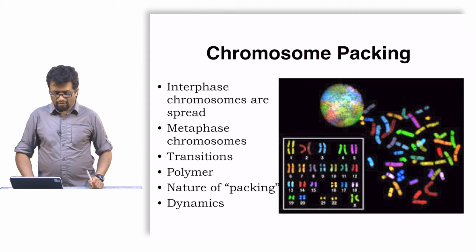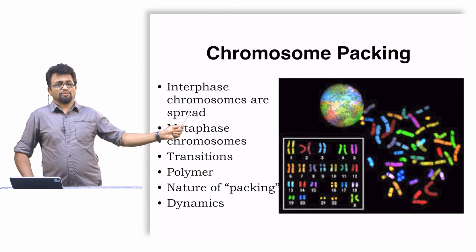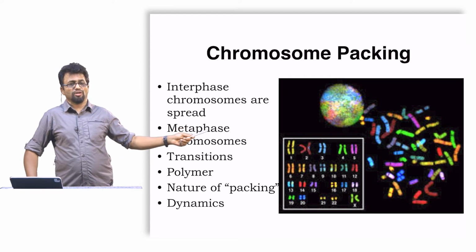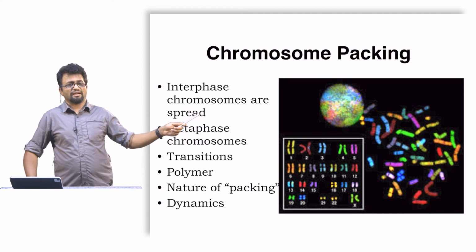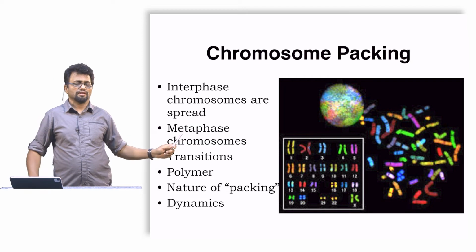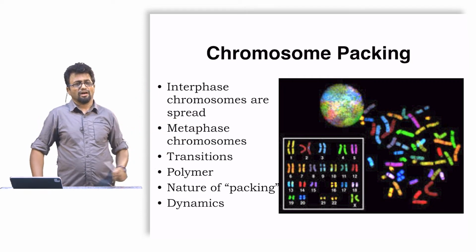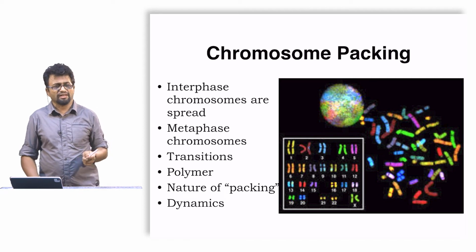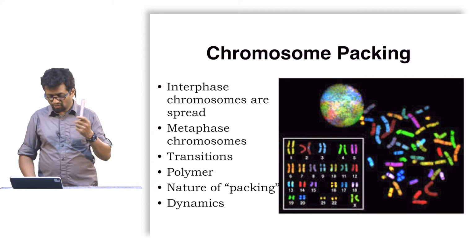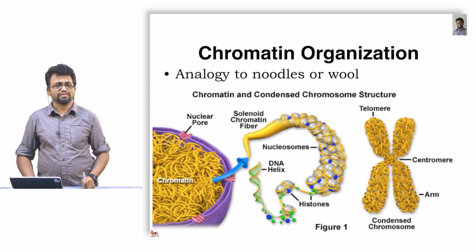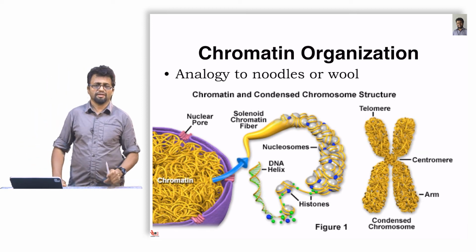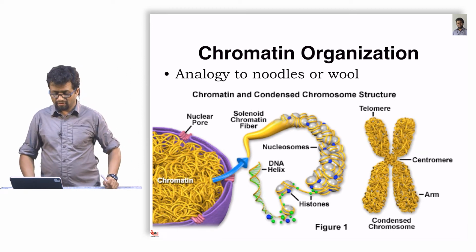So, the question is, when we go from this ball of wool to these very organized structures and back again, that is what happens in mitosis, and back again to interphase and back again to mitosis and back again, how does the cell keep doing this repeatedly, and what is the nature of packing? So, this is the question that we are going to try and address, and what we know about it as far as the standard theories are concerned.